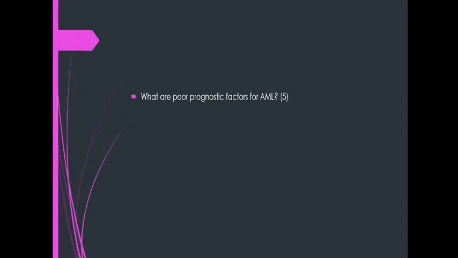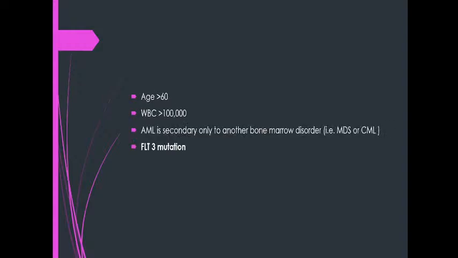Now let's move on to prognostic markers or poor prognostic markers. So for poor prognostic markers, you need to look at the age of the patient as well. If the patient is greater than 60 years old, then that means he might not live long enough to survive this disease. Also, if you look at the WBC count, if it's greater than 100%, there's something wrong with the patient. Okay? Now, AML can be secondary to other bone marrow disorders like MDS and CML.